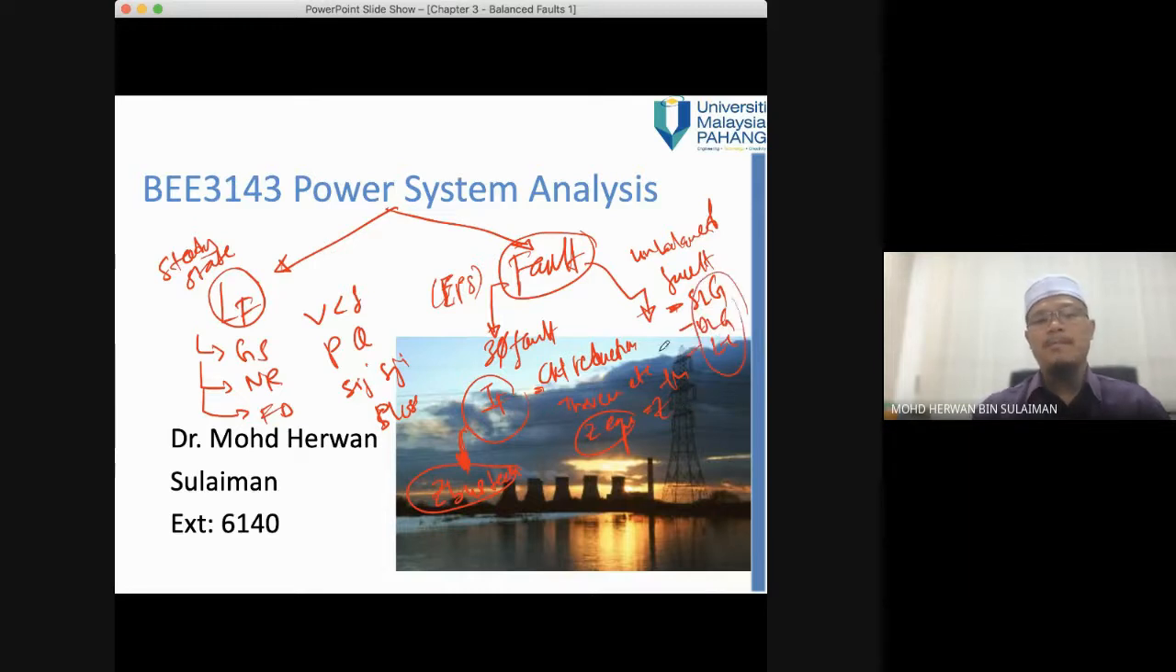Okay. But when we want to analyze these faults, basically we need to learn about symmetrical components. Okay. We call it symmetrical components, where the concept I think will be quite new for you, because this is new knowledge lah. So yang itu kita akan tengok sebelum kita go for the unbalanced faults.